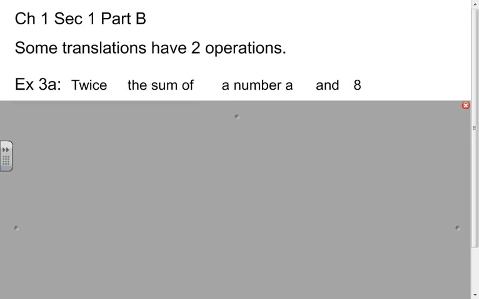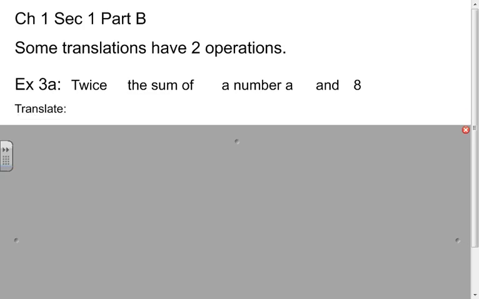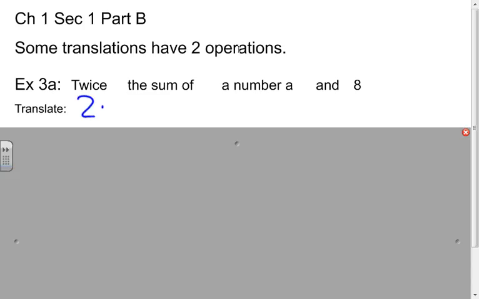Example 3a. Twice the sum of a number a and 8. This problem is going to have two steps. There's going to be a translate step, and then we're going to rearrange things. So let's translate first. Twice means two times. The sum of means plus. A number a, that tells me that a is my variable, and the number 8 at the end.